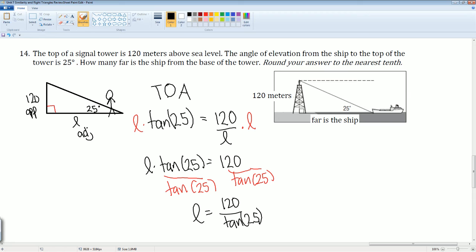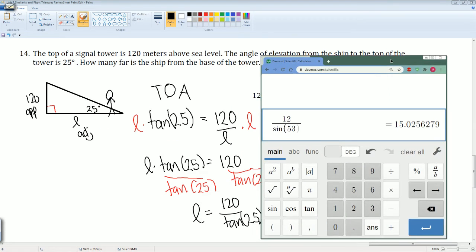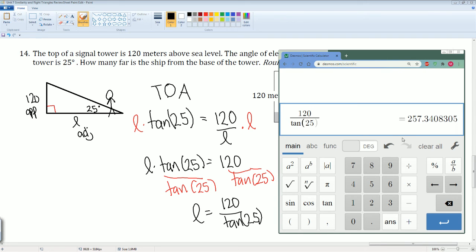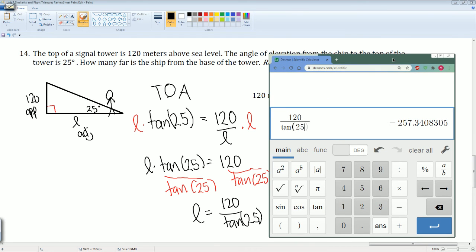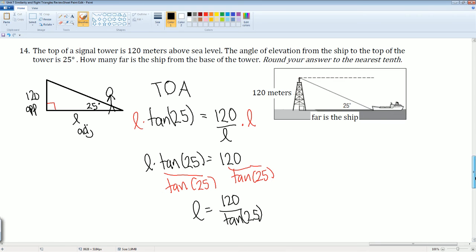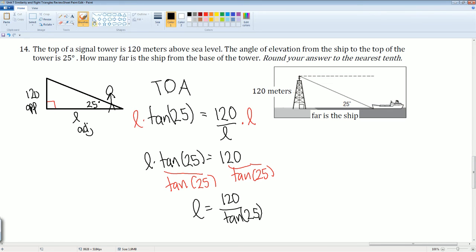Parentheses, of course. I put this in decimals. 120 divided by tan of 25 gets me 257.3. So I can say that L is approximately 257.3 meters away. That is how far the ship is away.